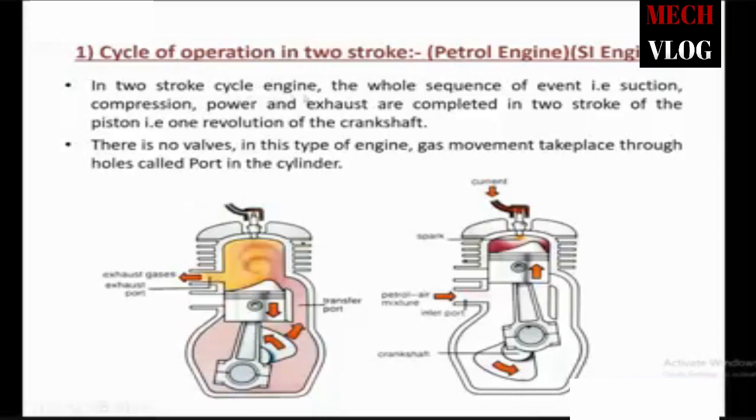In a two-stroke cycle engine, the whole sequence of events, that is suction, compression, power, and exhaust, is completed in two strokes of the piston, that is one revolution of the crankshaft. From 0 to 180 degrees is one half revolution, 180 to 360 degrees is the other half revolution. That is one revolution of the crankshaft.